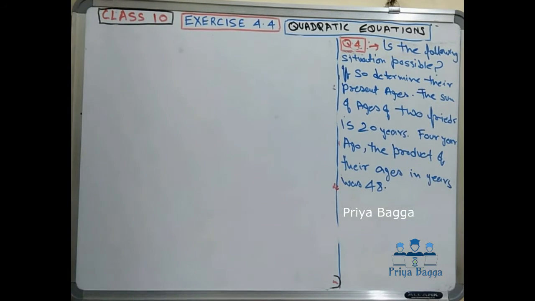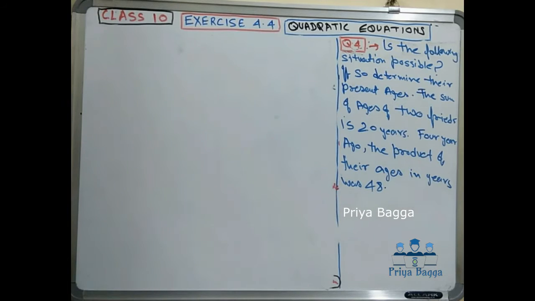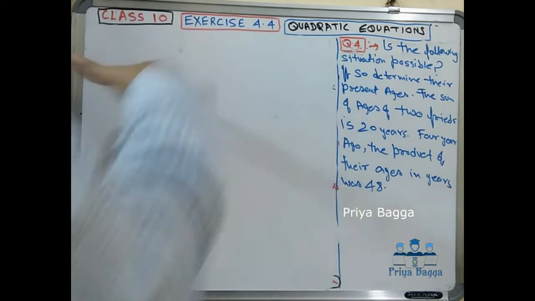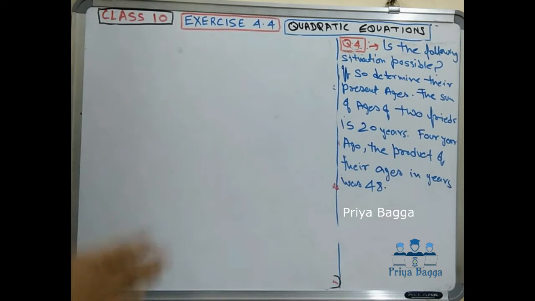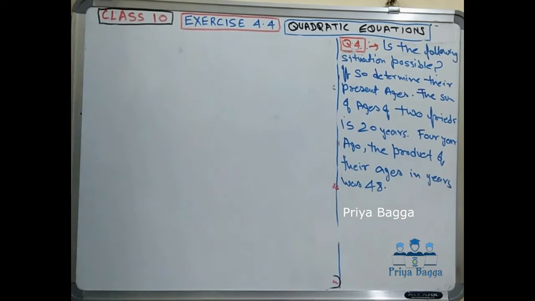So now, first of all, he has given a certain condition and he is asking whether this condition is possible or not. If it is possible, then we have to find the ages of the two friends. So again, we will convert this expression into a quadratic equation, and once the quadratic equation is formed, we will find the value of discriminant D. If D is greater than or equal to 0, then we will find the ages of the friends, and if it is less than 0, then we will say that this situation is not possible. So let us do it practically.